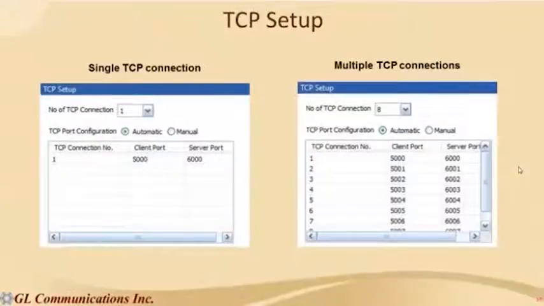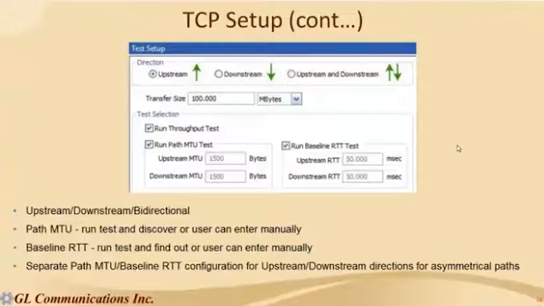So in the TCP setup, the user can configure 1 to 8 TCP connections in the 1G platform, and up to 16 TCP connections in the 10G platform. Here there are two screenshots showing those setups. The user can choose automatic, in which case the ports are selected automatically, or select manual and change the ports. Yeah, this is a test setup, and there are various options here.